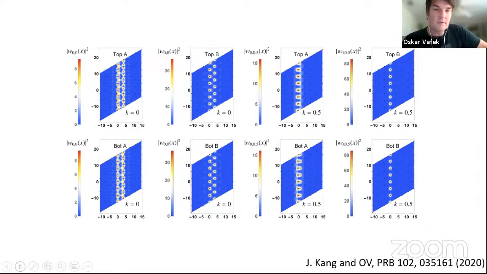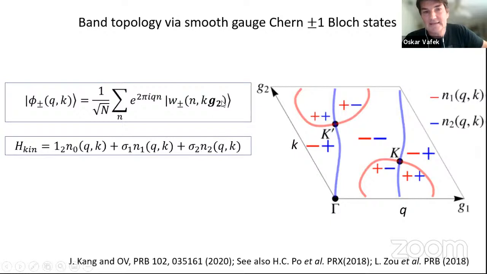And so now what we wanted to do is understand, first of all, the kinetic energy in this basis by constructing a smooth gauge. This was done in this paper explicitly. So for those of you who want to know how to construct a smooth gauge in the hybrid Wannier basis, please look at this paper. You see that the kinetic energy has two Dirac cones, and if you track the winding, you notice that the winding is the same.